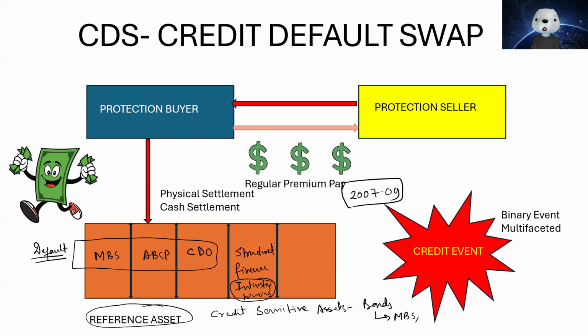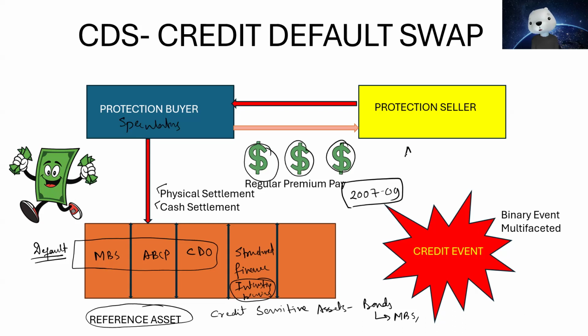Now let's understand how the settlement happens. There are two ways that the settlement may happen. One is called physical and another is cash settlement. Before that, let me also apprise you that the protection buyer out here is essentially a speculator. It is not necessarily that he has to own these assets, and hence from that point of view, I am terming them speculators. Now, these speculators would pay their periodic premium to this protection seller.